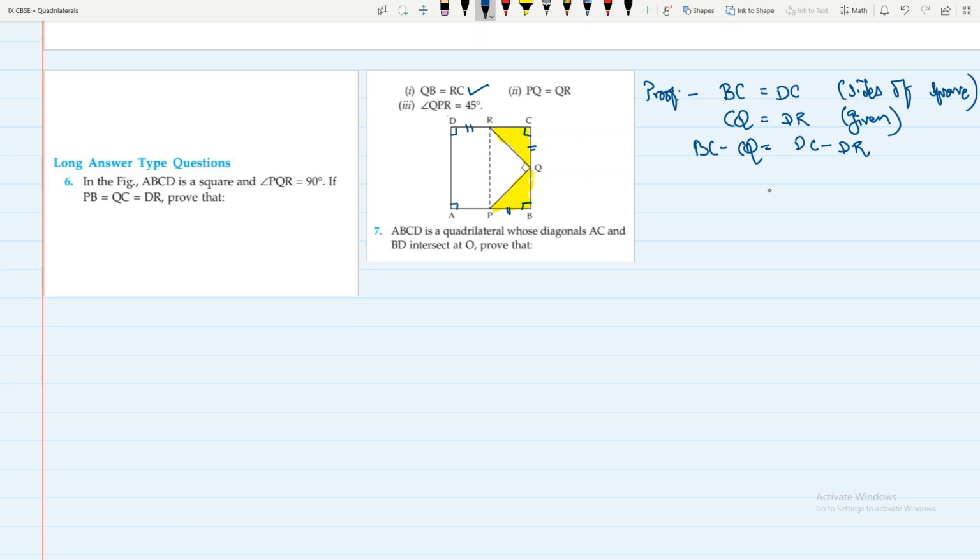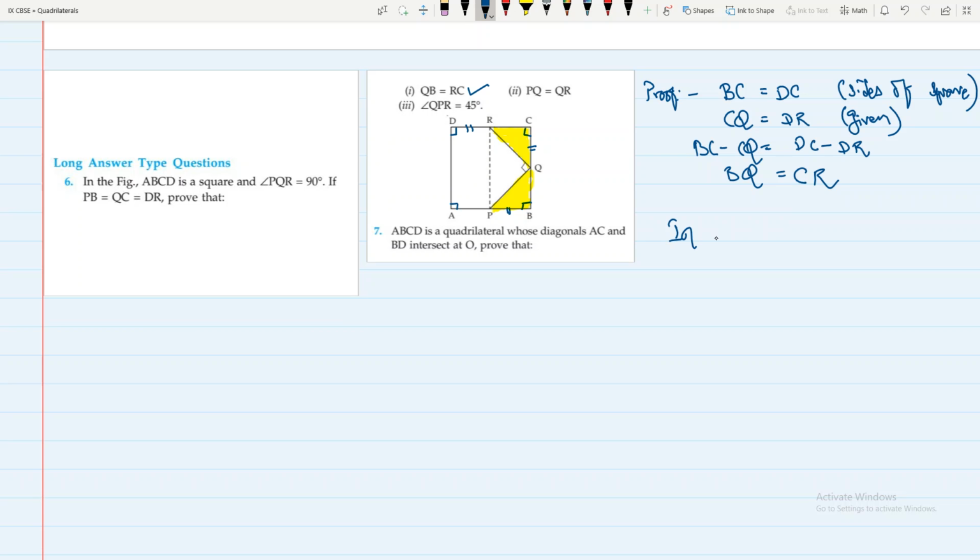ठीक है. तो कैन यू टेल मी कि BC माइनस CQ कितना होगा? BQ. वेरी गुड. BQ इज इक्वल टू DC माइनस DR कितना होगा? CR. वेरी गुड. CR. ठीक है. सो BQ इज इक्वल टू CR. BQ इज इक्वल टू CR यहां पे प्रूव हो गया. मतलब ये फर्स्ट वाला चीज प्रूव हो गया. नाउ वी कैन यूज कॉन्ग्रुएंसी.